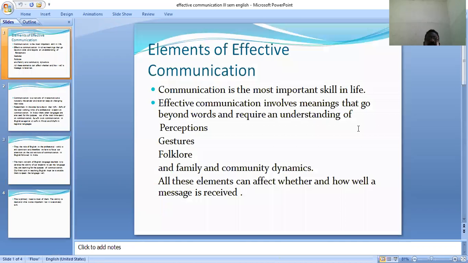Elements of effective communication. Communication is the most important skill in life. Without communication, we cannot survive. Effective communication involves meanings that go beyond words and require an understanding of perceptions. Suppose one says one thing in one way, another receives it in another way.